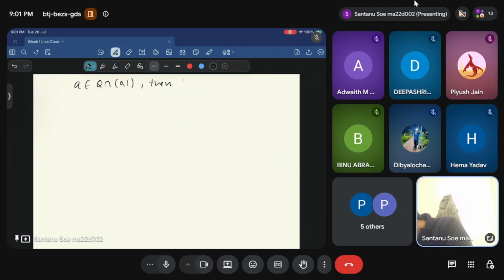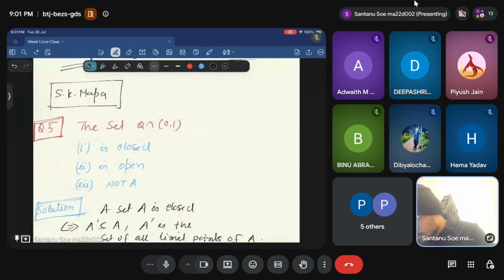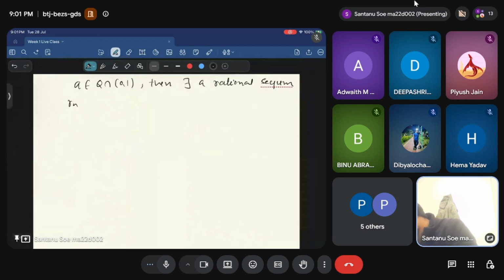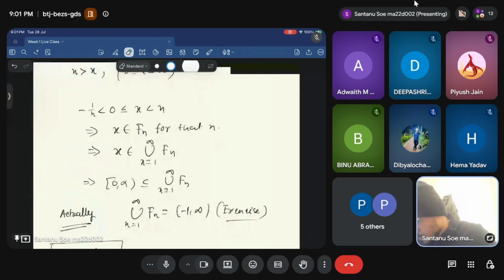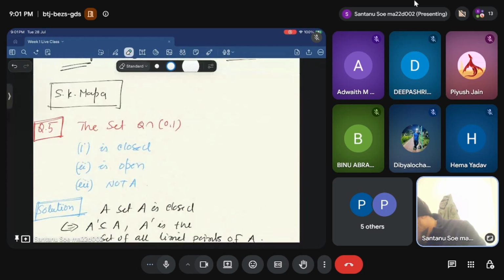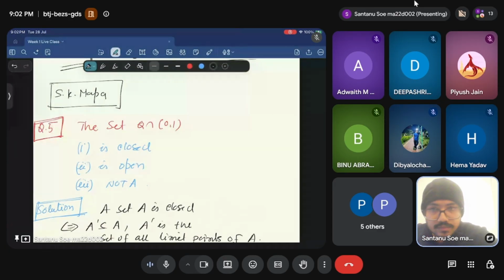then there exists a rational sequence Rn, or I'm sorry, so this is a collection of limit points. So can anyone tell me why the set is not closed?